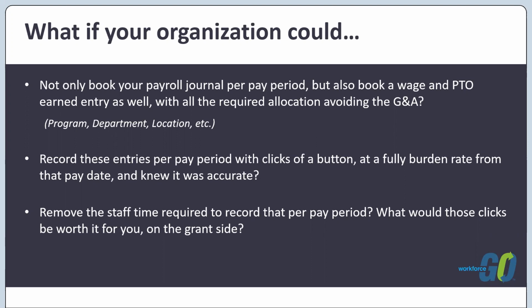What if your organization could not only book your payroll journal entry per pay period, but also book a wage and PTO earned entry as well, with all the required allocation, avoiding the G&A, and those allocations being by your Sage Intacct dimensions, such as program, department, location, etc.? What if your organization could record these types of entries per pay period with clicks of a button and a fully burdened rate from that pay date and knew it was accurate? Also, what if your organization could remove the staff time most organizations require today to record that per pay period? Would those clicks be worth it for you on the grant side?